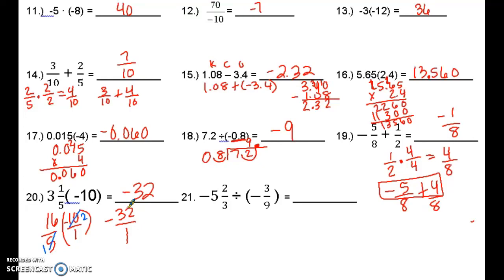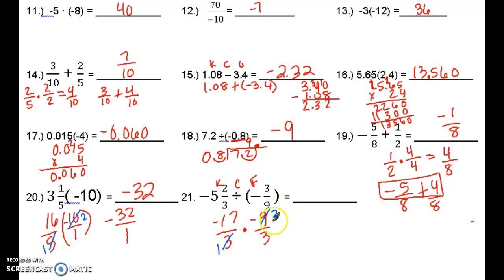21, when you're dividing fractions, you need to turn your mixed number into improper fractions. 3 times 5 is 15, plus 2 is 17. Keep your first number, change division to multiplication, take the reciprocal of the second number. Now I look to see if I can simplify anything. 9 and 3 will both simplify by 3. 3 divided by 3 is 1. 9 divided by 3 is 3.